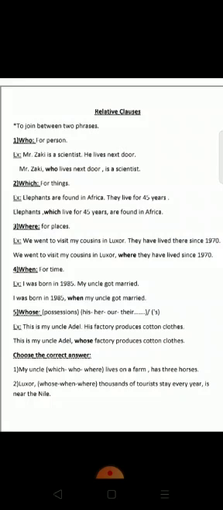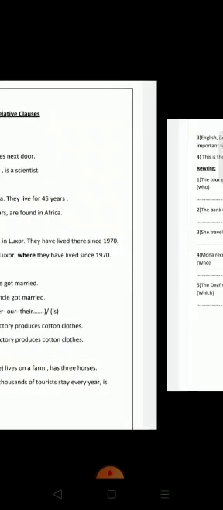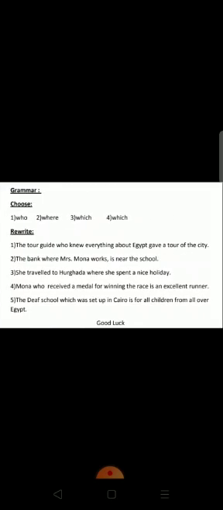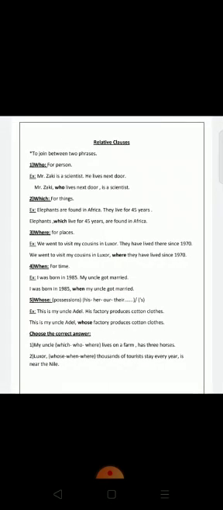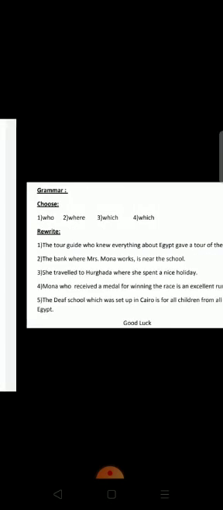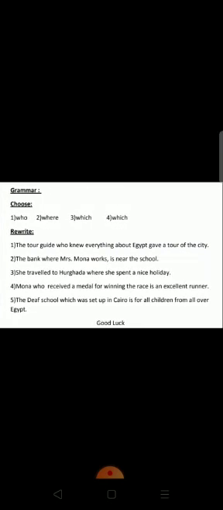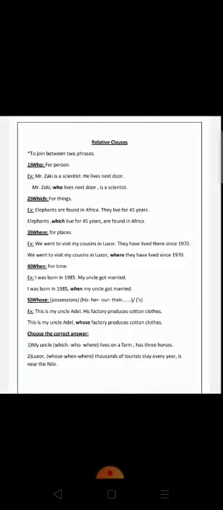So let's answer the questions. My uncle, which or who or where, lives on a farm, has 3 horses. So my uncle, excellent. The answer is who. Okay, let's go again. Number 2, Luxor, whose or when or where thousands of tourists stay every year is near the river. Excellent. The answer is where, because I'm referring to the place.